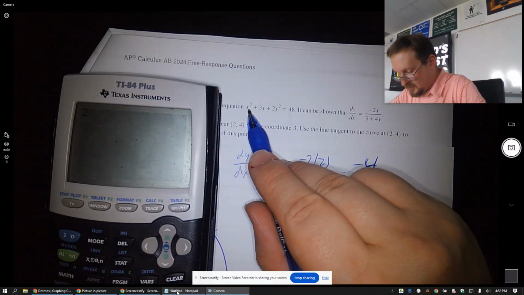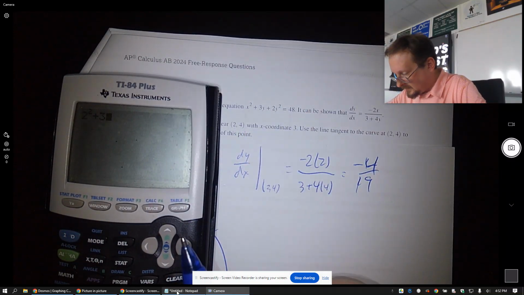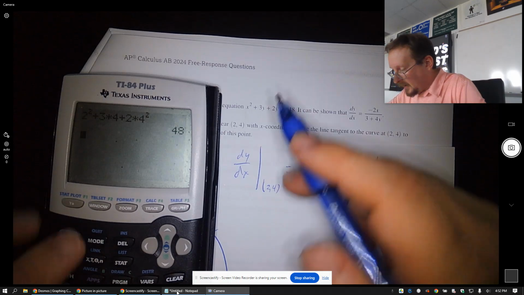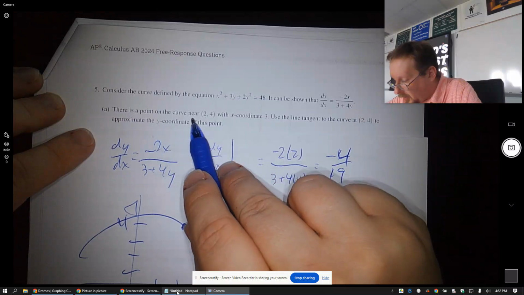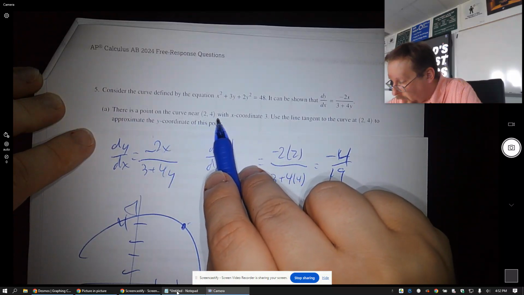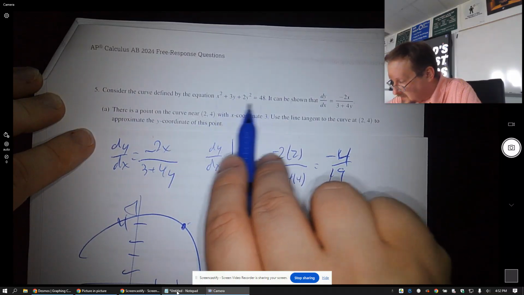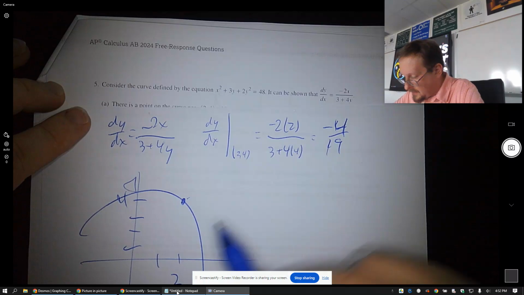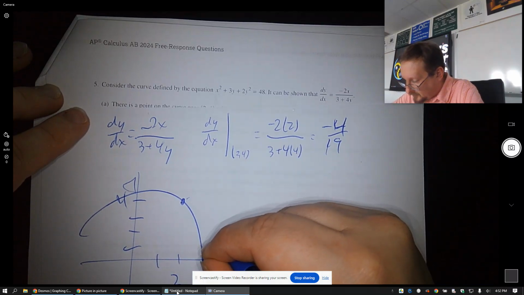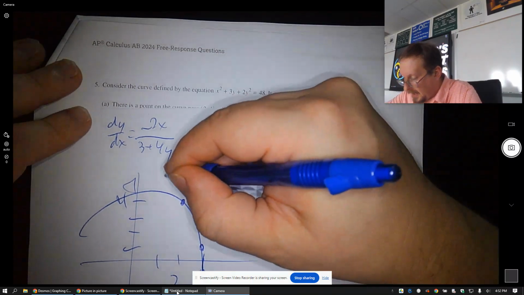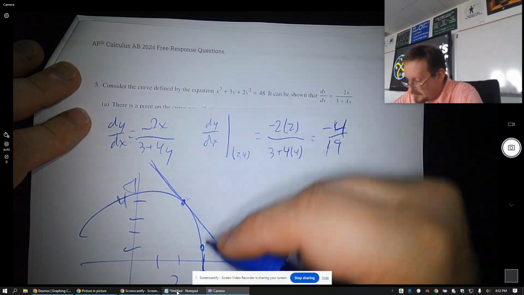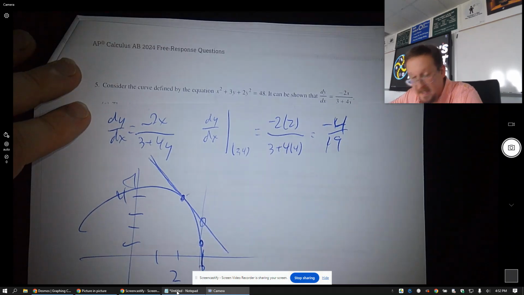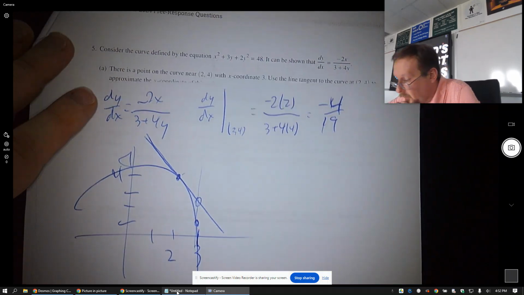I'm just checking. 2 squared plus 3 times 4 plus 2 times 4 squared is 48. Okay, so this point is on the curve. All right. There's a point on the curve near 2 comma 4 with x coordinate 3, which does solve this. Okay. So here is the x coordinate of 3. And so what I'm supposed to do is build a tangent line and say, okay, here's my guess of where the x coordinate of 3 is.